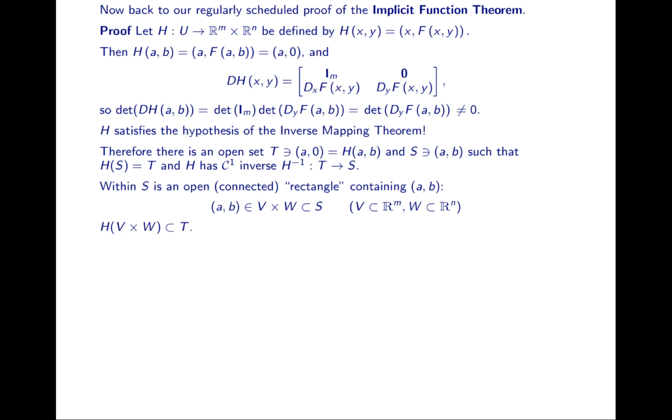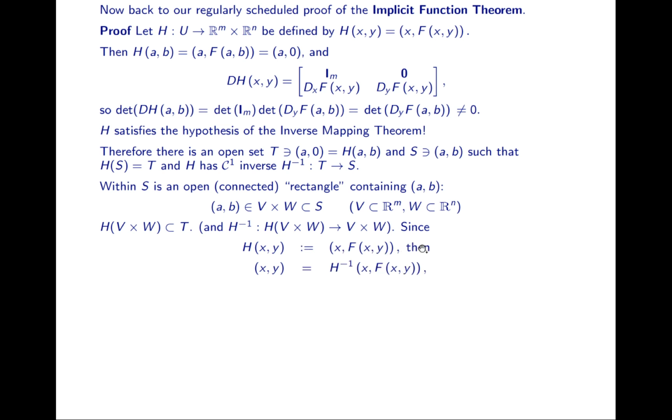So since H of V by W is contained in H of S, which equals T, H of V by W is contained in T. Furthermore, H inverse maps the image of V by W under H back to V by W, because H inverse undoes H. Now, since H of (x, y) is, by definition, (x, f(x, y)), (x, y) is equal to H inverse of (x, f(x, y)).